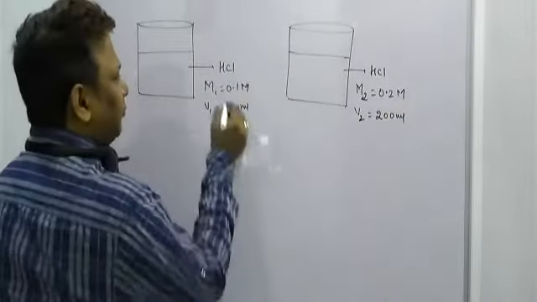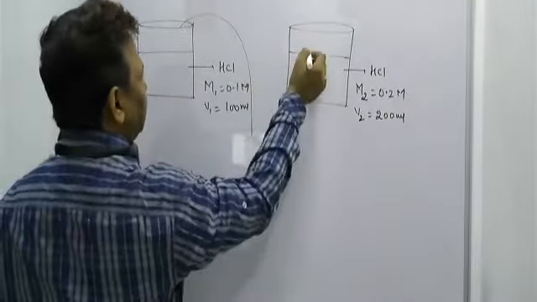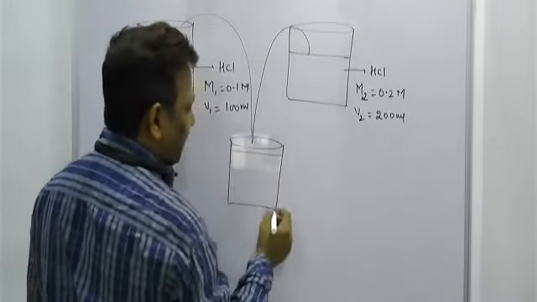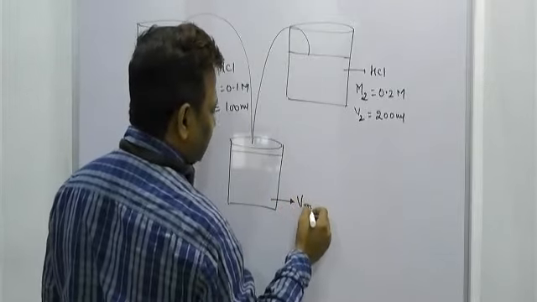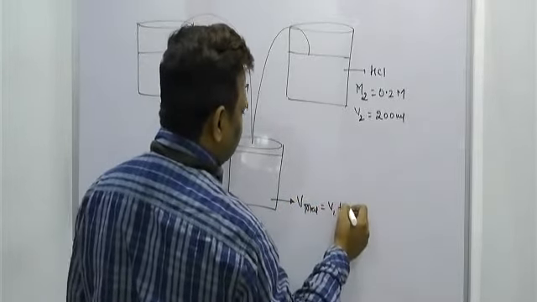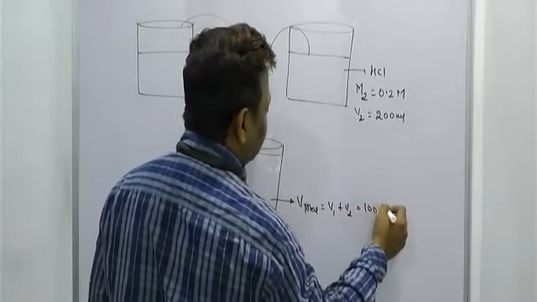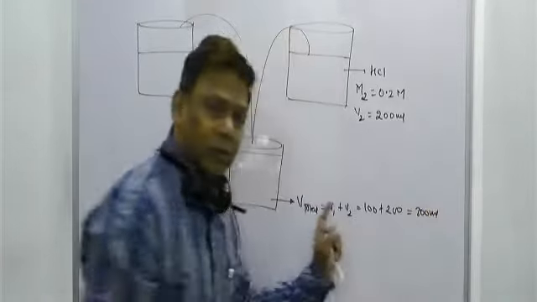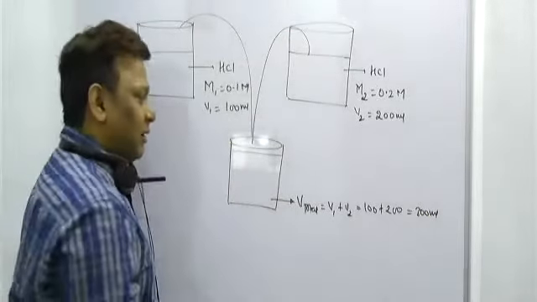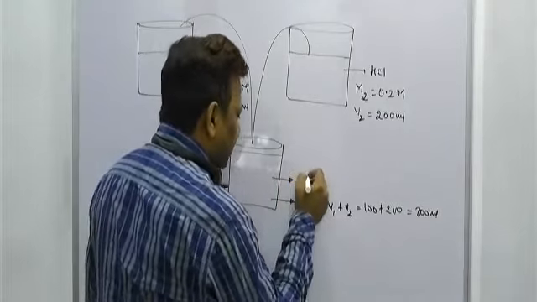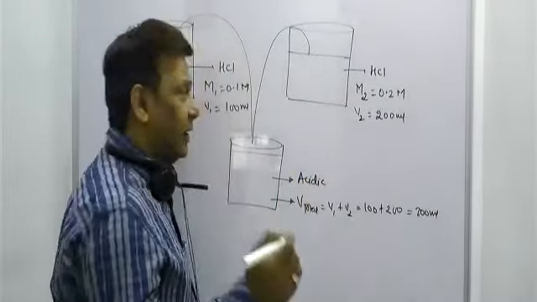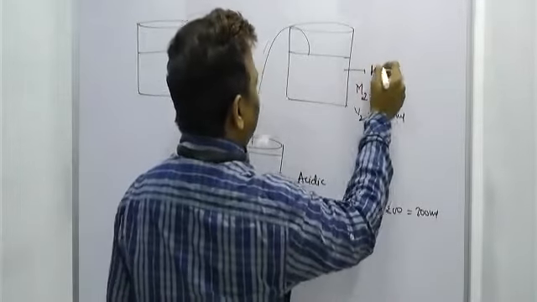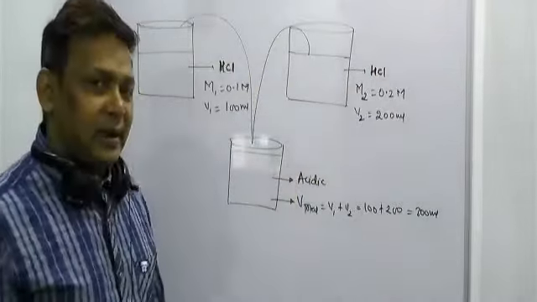Now, if both the acids from this beaker and this beaker are put into a third beaker, what is the total volume of this solution? Obviously V1 plus V2. V1 is 100 and V2 is 200. 100 plus 200 becomes 300 ml, the total volume. What is the nature of this solution? Acidic, because HCl is an acid. If both are acids, the resultant solution becomes acidic in nature.